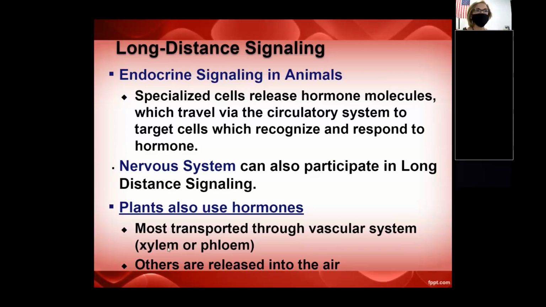So it's going to be released, travels through the xylem, and then goes to, maybe it's to produce leaves, so it's going to go to the end of the stems. Maybe it's going to be to produce a flower. Maybe it's going to produce a toxin that keeps other organisms away. And then others are released into the air, like pheromones that might attract a pollinator.